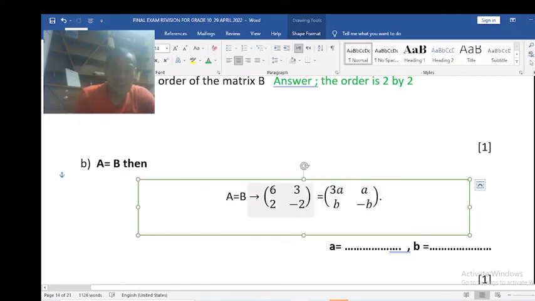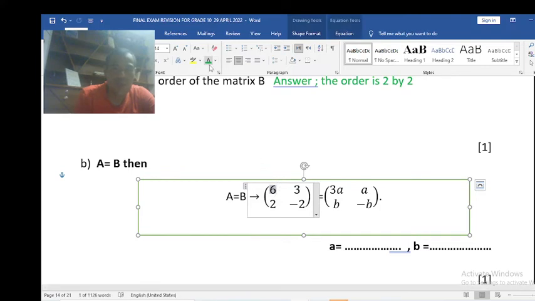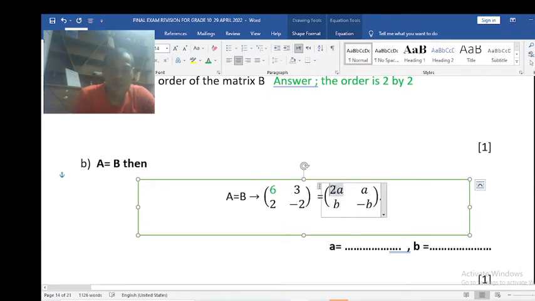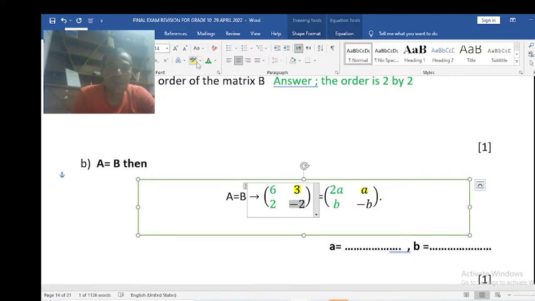So we are going to write 6 is equal to 2A. I'll just change this one. 2A is equal to 6, which tells us that 3 is equal to A. It's clear that A is 3. Then 2 is equal to B, which means B is really equal to 2, and minus 2 is equal to minus B.